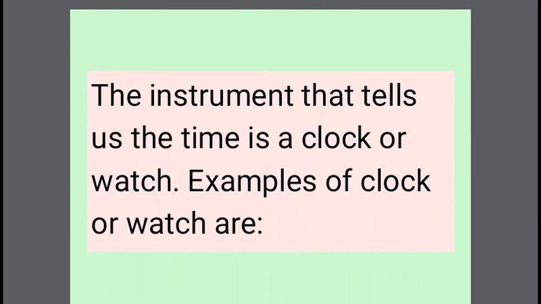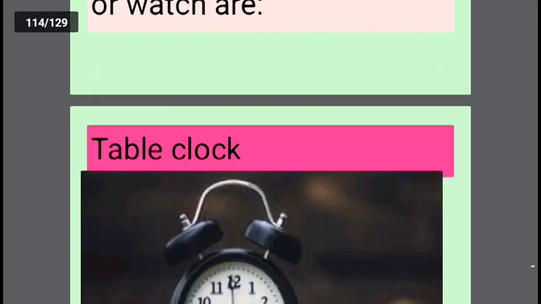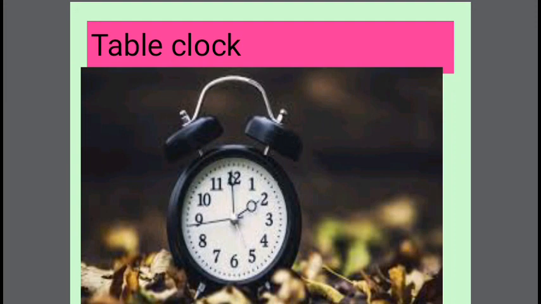The instrument that tells us the time is a clock or watch. That is, what do we use to check the time? We either use a clock or a watch. Now let's take examples. The first one is the table clock. The table clock is the one we have on tables at home, especially in our rooms. We also have it in offices. You will see the table clock on the table in an office or in a room.